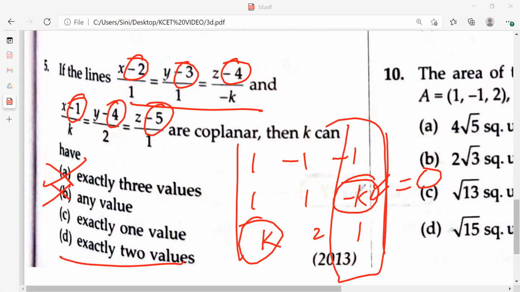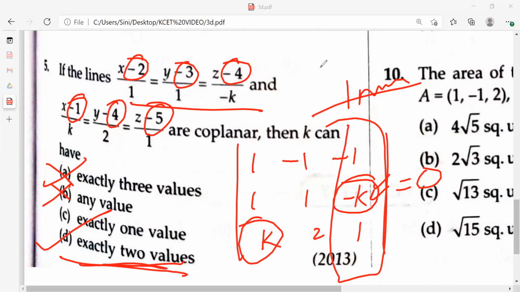But if the k's are not in the same column or row, and there are two values of k, it should have exactly two values. So just by using common sense, you can think and do it. Clear? But the most important thing is, even if you're doing the determinant, it won't take more than 1 minute of time. I guarantee you that.